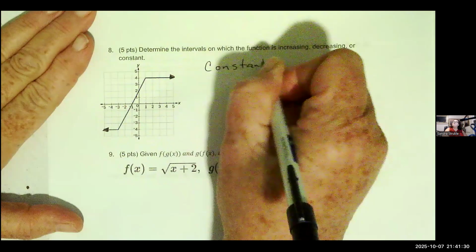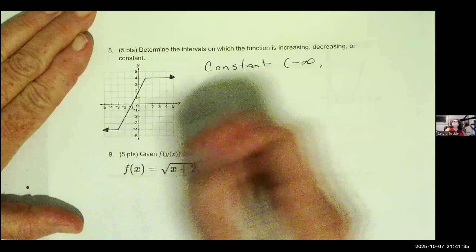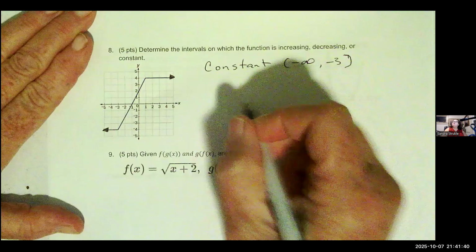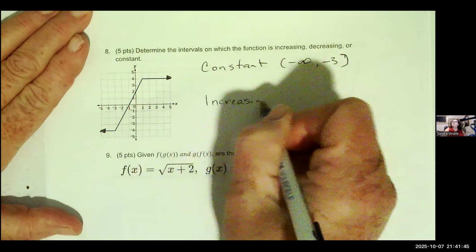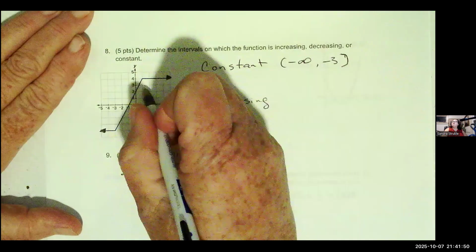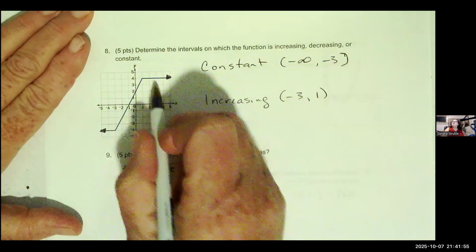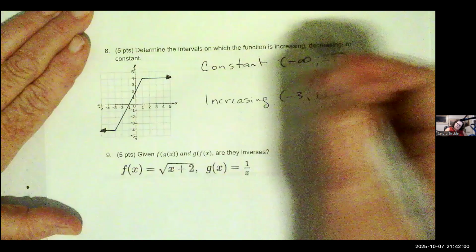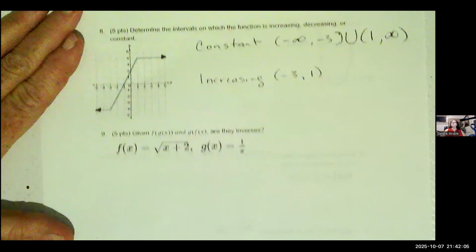That's what we're going to start with, left to right, from negative infinity to negative 3. And it needs a parenthesis. It is increasing left to right. If you're on a roller coaster, you're going up. So it is increasing from negative 3 to 1. And then it is constant again from 1 to infinity. All right, there is your answer. We don't have any decreasings on this.